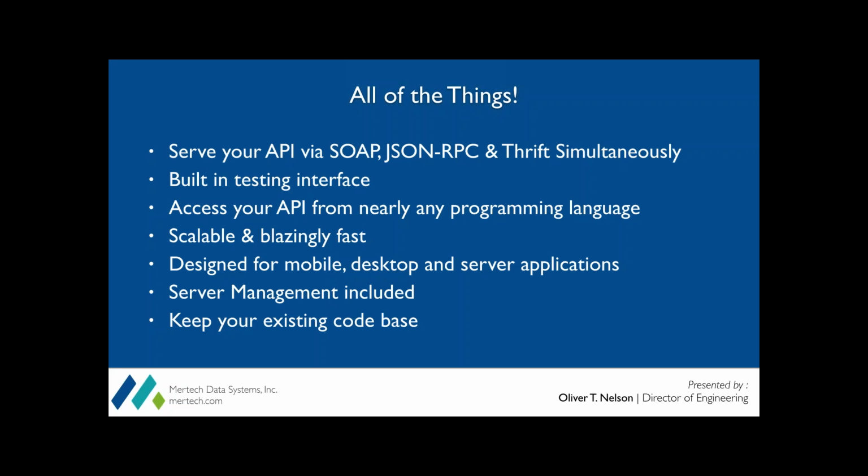Also, we provide a testing interface built in, and you can access your API from nearly any programming language that can access SOAP, JSON-RPC, or Thrift. So you have a broad selection of languages if you want to bring in other resources, for instance. Also, Evolution is meant to be scalable and blazingly fast. Those tests that I showed you earlier were actually based on our Evolution server, which is in most cases the fastest implementation of each one of those protocols that we've been able to find.